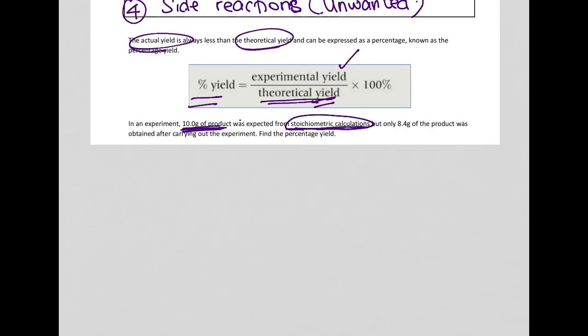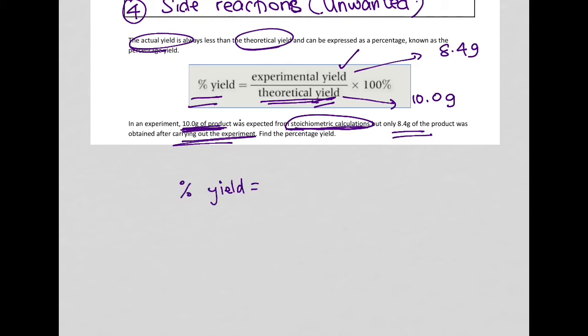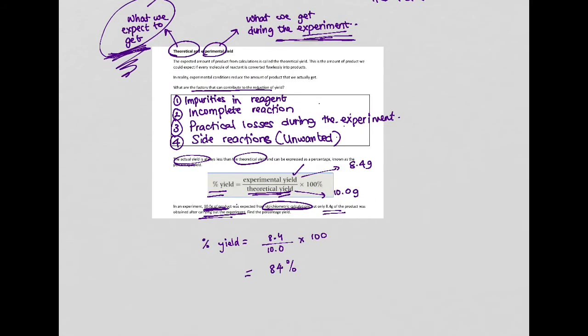So the theoretical yield is 10 grams, and the experimental yield, after carrying out the experiment, only 8.4 grams was obtained. Therefore, the percentage yield is going to be 8.4 divided by 10.0 times 100. That gives me a percentage yield of 84%. So I'm getting only 84% of what I was expecting. This is the percentage yield.